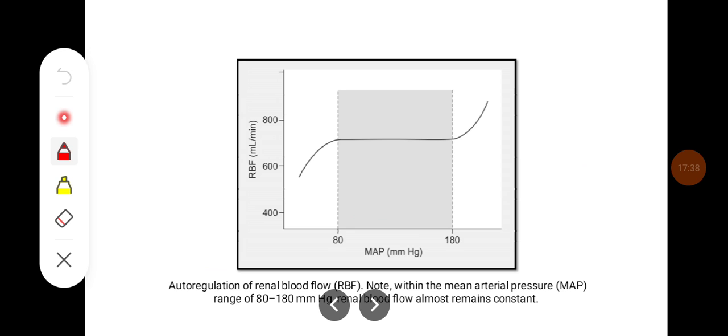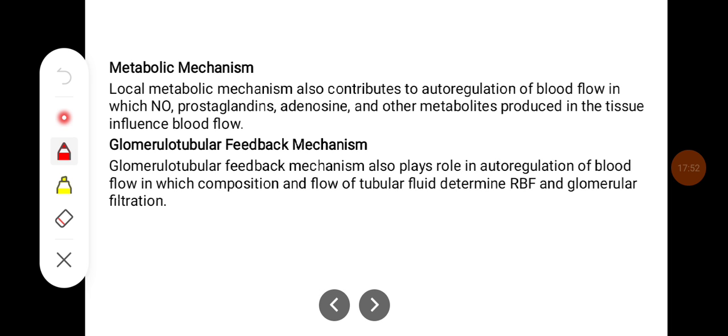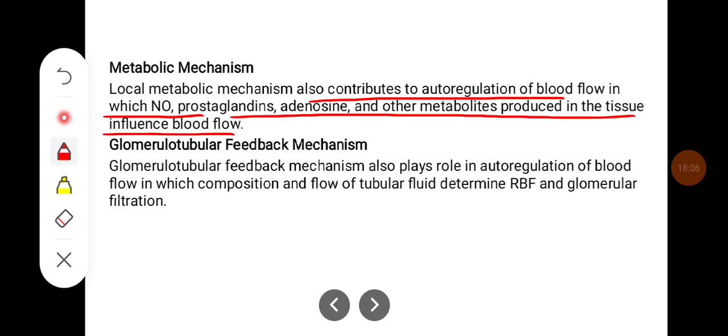This diagram shows the autoregulatory mechanism, which operates in the range of systolic pressure between 80 and 180 mm of Hg. Metabolic mechanism: the local metabolic mechanism also contributes to autoregulation of blood flow, in which nitric oxide, prostaglandins, adenosine and other metabolites produced in the tissue influence blood flow.